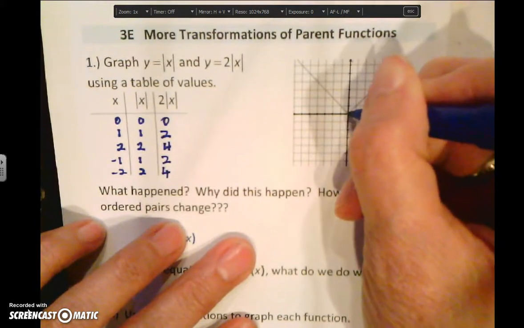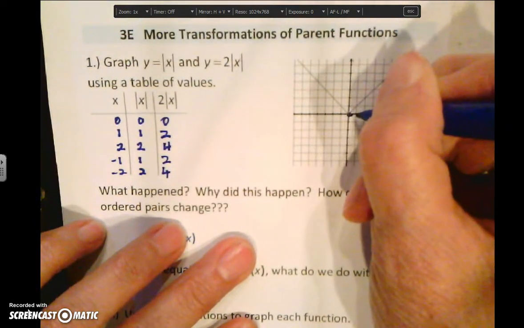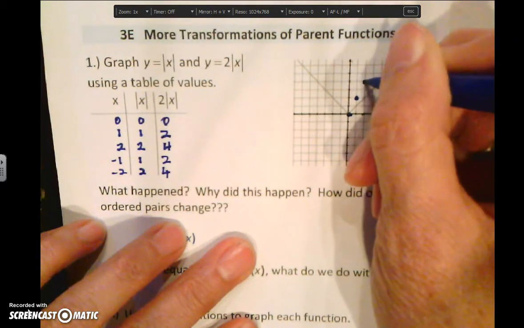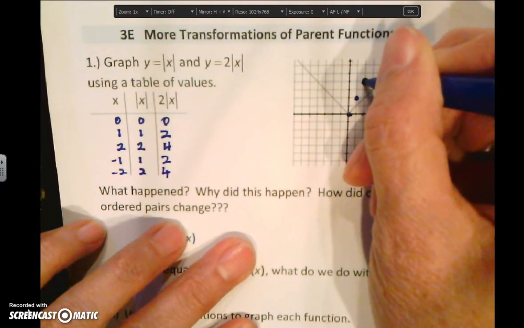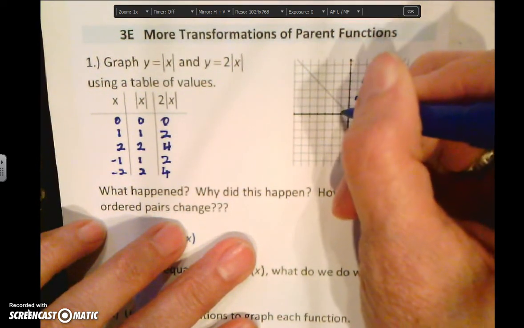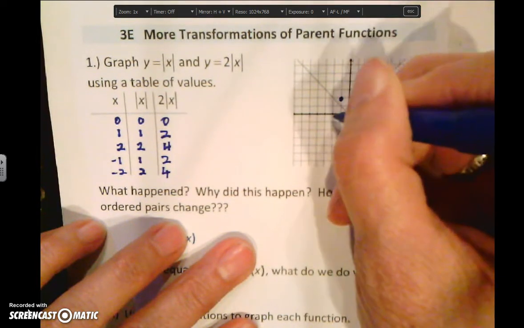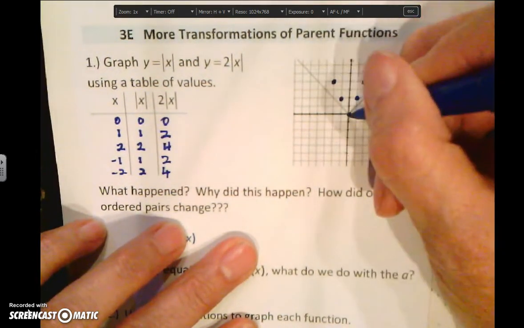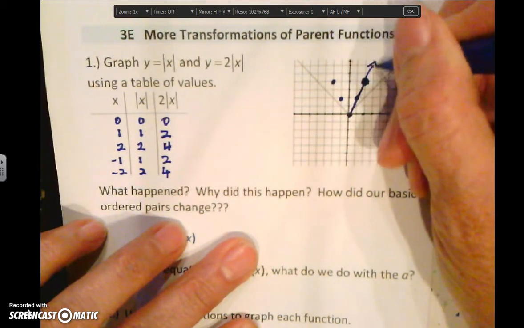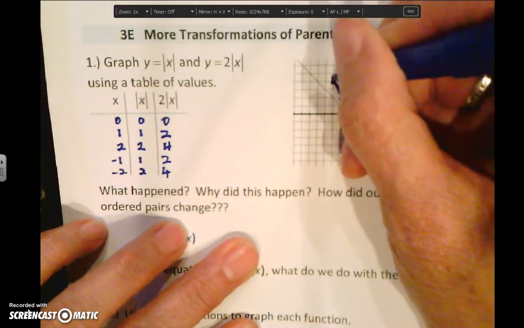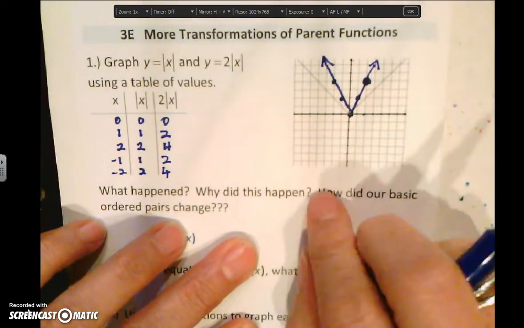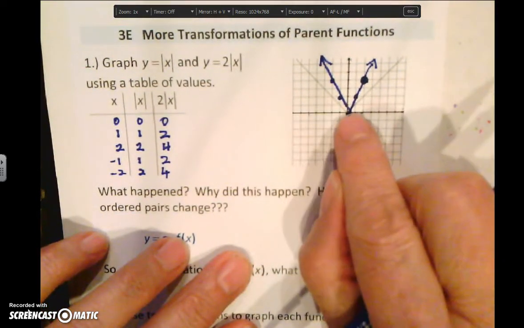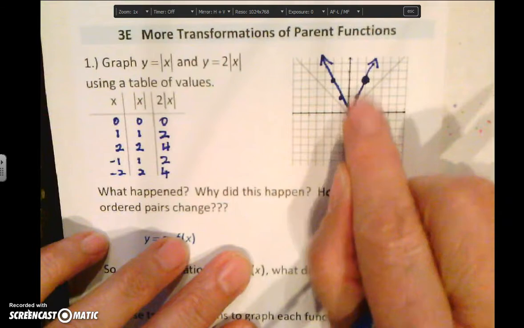So we have 0, 0 again. We have 1. This time we have 2, then 2, and then 4. Is that right? Yeah. And then we have -1, 2, and -2, and 4. So you see, when we connect, we get something that looks like this. So what happens? It appears when we compare the two graphs that the graph is getting tall faster.